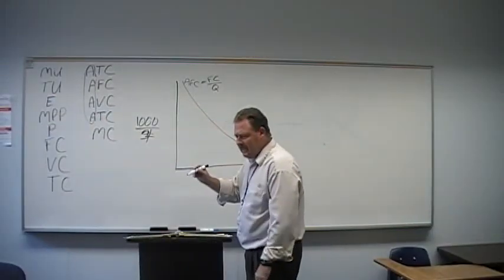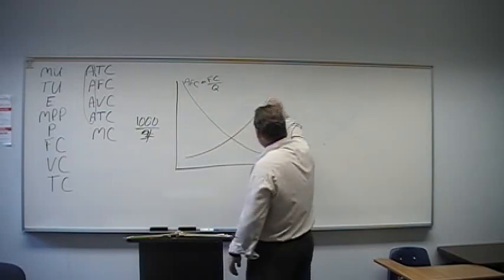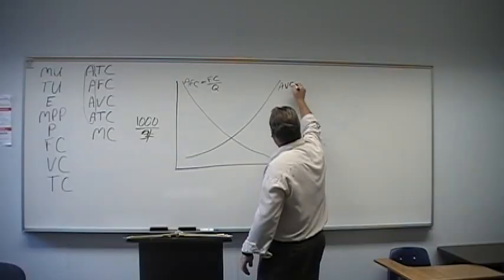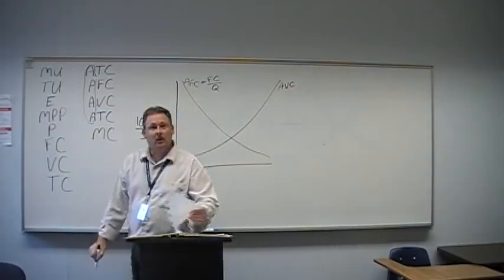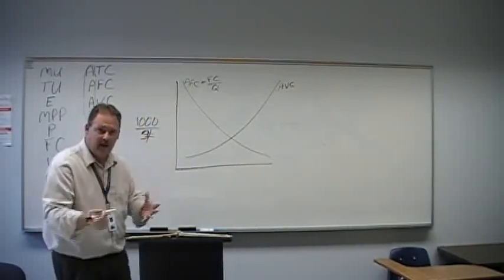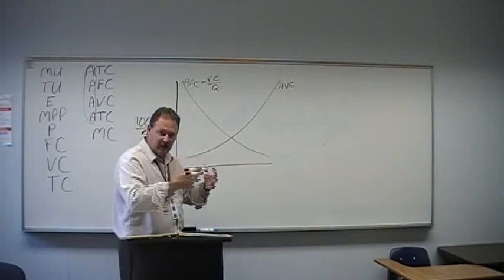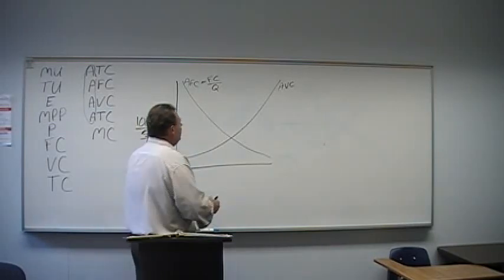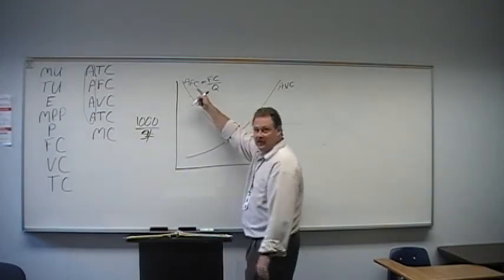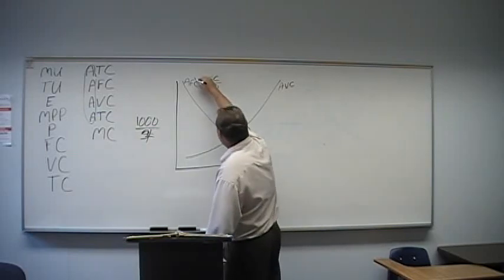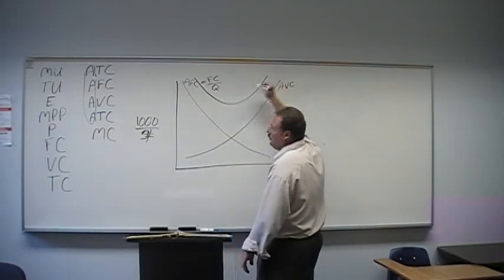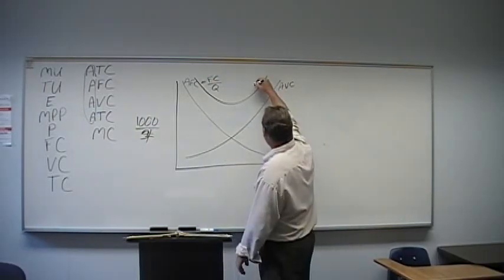At the same time that's going on, average variable costs are rising. It gets more and more expensive per unit as we go. Variable costs will always rise as production increases. These two are added together to get total costs. So what you see in total costs is a U-shaped curve up here.